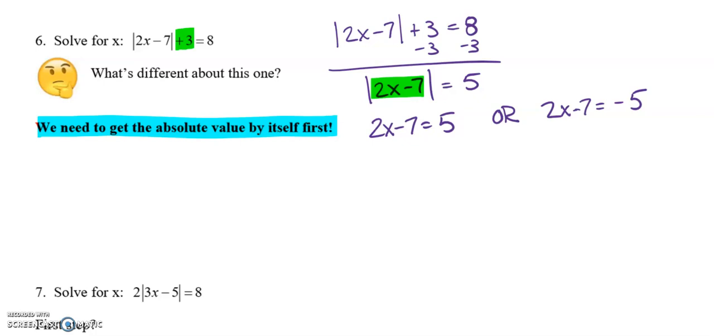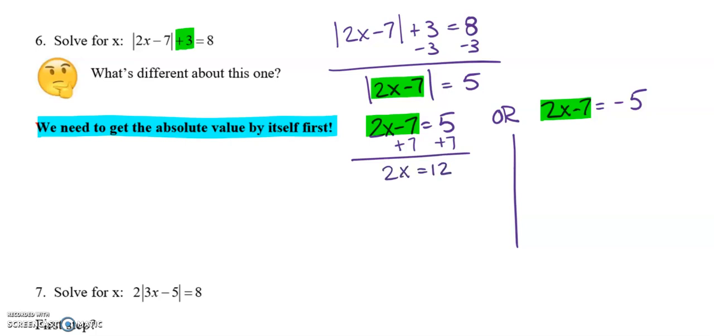Notice what's inside the absolute value bars, the 2x minus 7, stays the same. That does not change. Then what? Well, then we're going to solve two separate equations. Here we'll add 7 to both sides. That gives us 2x equals 12. Again, this one's a little bit different because we had a coefficient on the x. Divide both sides by 2. We get x equals 6.